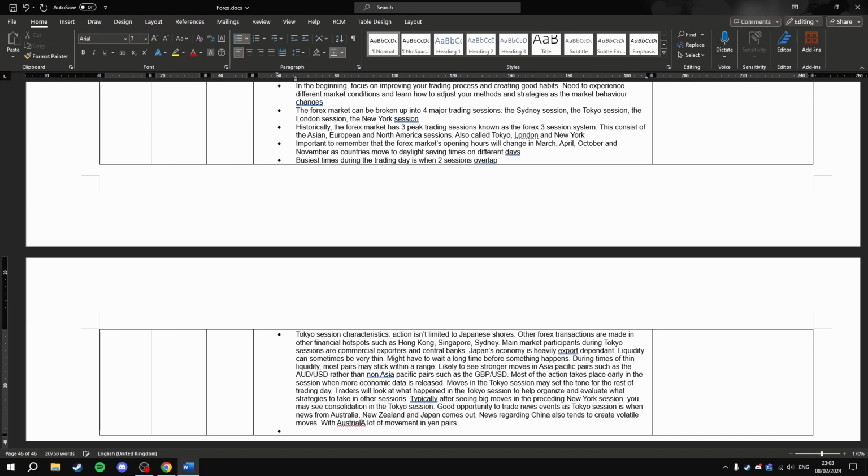Australia and Japan relying heavily on Chinese demand. Could see greater movement in AUD and JPY pairs when Chinese data comes in.